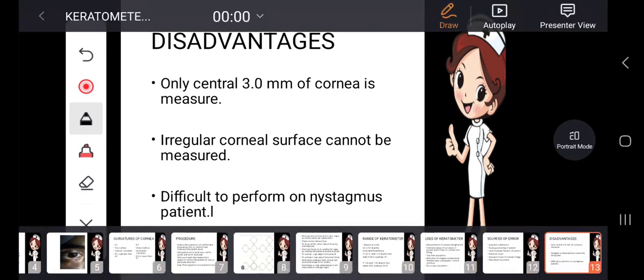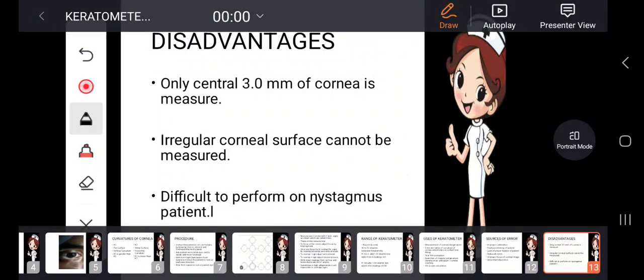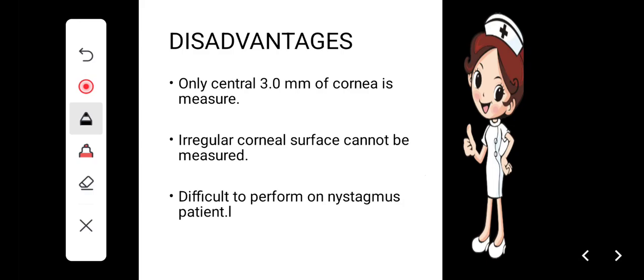Next one, disadvantages. Now the keratometer can only measure the 3 mm of the cornea. Only the central cornea is measured. This keratometer can't measure the peripheral cornea. Irregular corneal surface cannot be measured. If the corneal surface is irregular, then readings can't be taken.